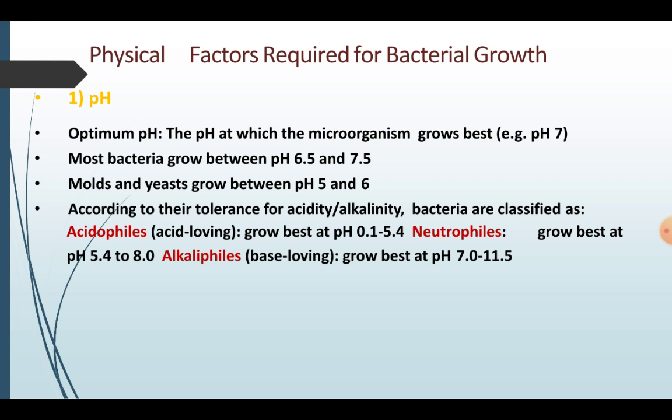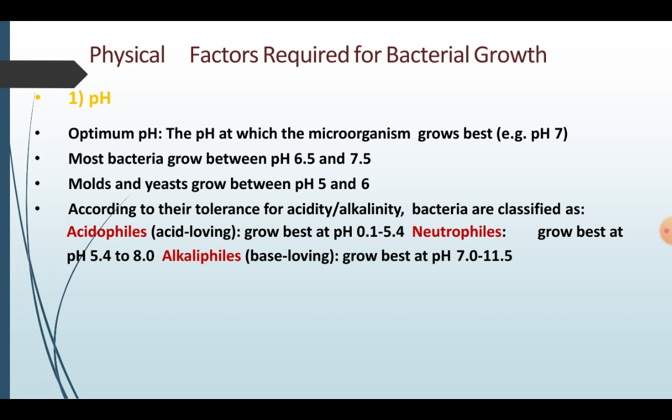Physical factors required for bacterial growth. First one is pH. Optimum pH is the pH at which the microorganisms grow best, for example pH 7. Most bacteria grow between pH 6.5 and 7.5. Molds and yeasts grow between pH 5 and 6, according to their tolerance for acidity and alkalinity.